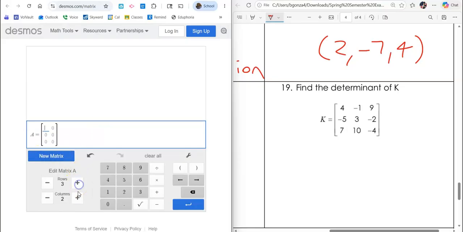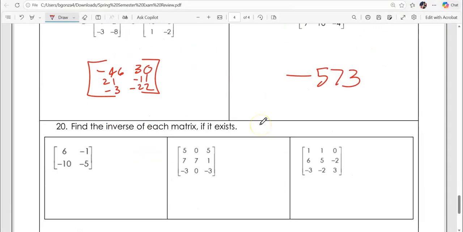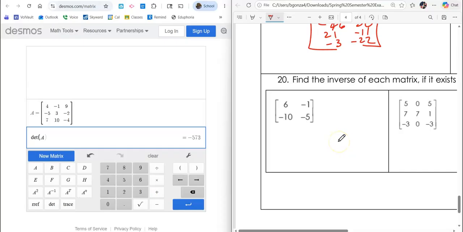Cool. Find the determinant. Okay, new matrix, 3 by 3. So you can hit DET of that. You get negative 573. Too easy. Find the inverse. Okay, does it exist? Let's find out.